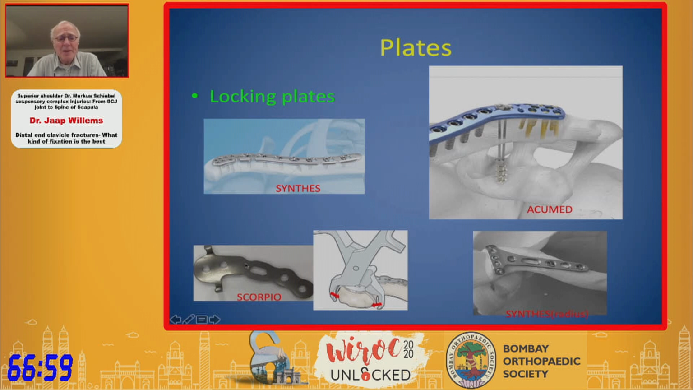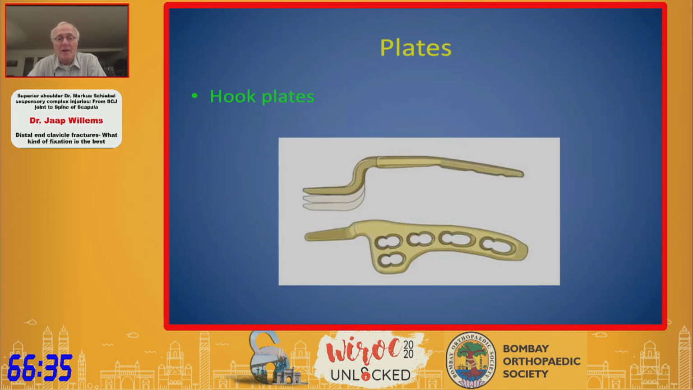This is an interesting plate, especially in comminuted fractures. This Japanese plate, Scorpio, is compressing the comminuted part of the lateral part, and it might help improve the stability. And you can adapt a radius plate with oblique screws in these cases where you want to have a more wide fixation of the lateral clavicle.